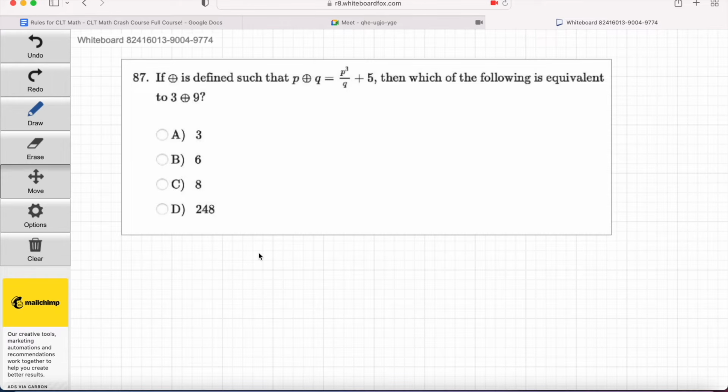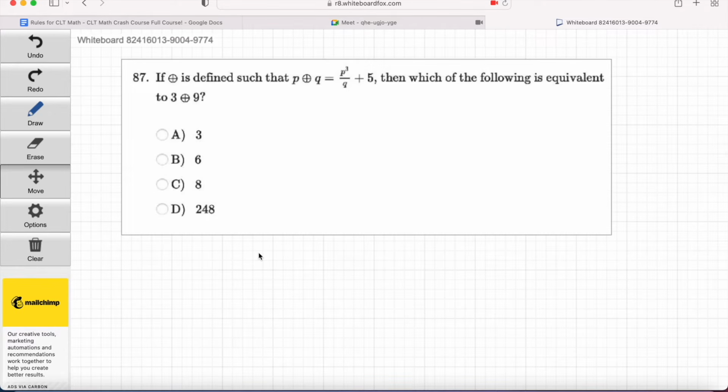It's just plugging in values. I'll show you what I mean here. Go ahead and read 87 for me, please. Okay. If weird symbol is defined such that P weird symbol Q equals P to the third power over Q plus 5, then which of the following is equivalent to 3 weird symbol 9? I love it. I don't want you wasting time in this test trying to figure out what the weird symbol is and naming it correctly. Just call it weird symbol and you'll be good.